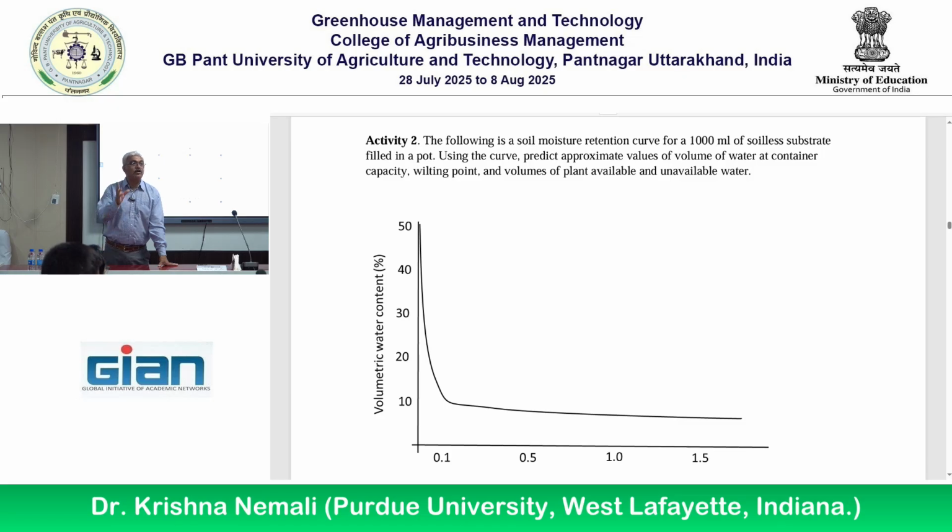So there is only hygroscopic water, right? Hygroscopic water, and the plants will start showing wilting. You see that plant is showing already wilting. That's what it means, wilting. Okay, so that's wilting point.